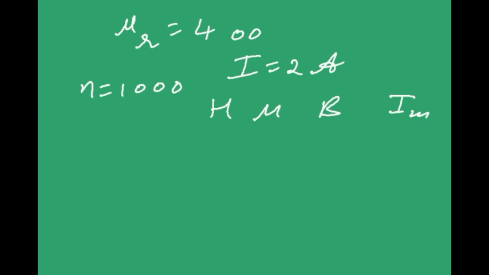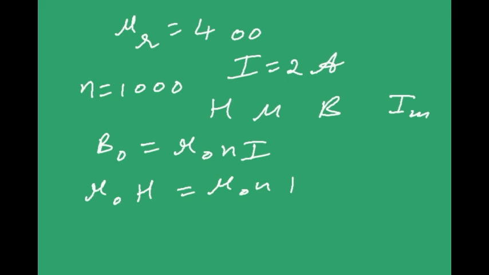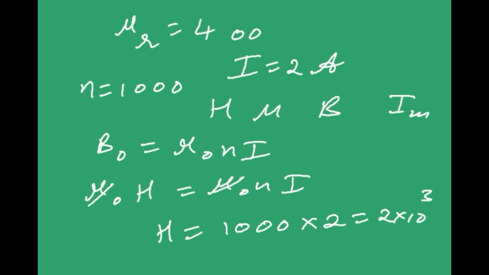The magnetic field of the solenoid in the absence of the core would be B naught, which is mu naught Ni. This is just the magnetic field due to the current carrying solenoid. Now, B naught is given by mu naught times H, the magnetic intensity. And here I have mu naught Ni. This mu naught gets cancelled. So, magnetic intensity is given by number of turns, that is 1000 per meter, and current is given as 2 amperes. So, magnetic intensity is 2 into 10 cube ampere per meter.